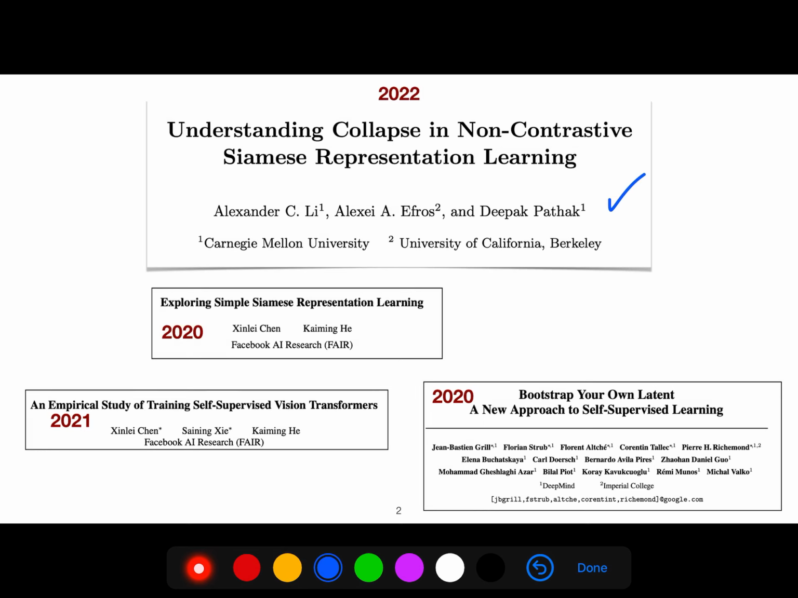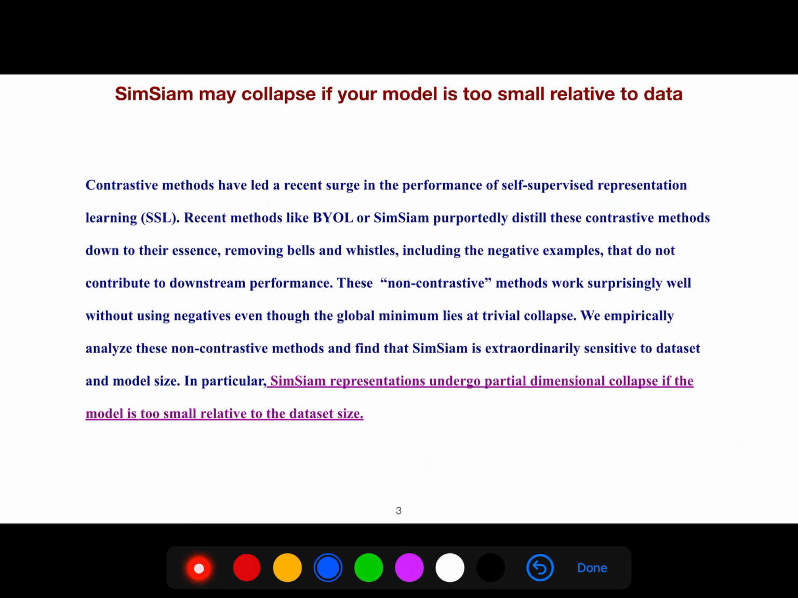And this is the article of BYOL, which is non-contrastive because it uses only positive samples. You don't have the problem of negative samples that should be big enough to avoid collapse, and it reduces collapse to a great extent. SimSiam is another version, different from BYOL, but SimSiam may collapse, because they trained it experimentally and noticed that it may collapse if your model is too small relative to the data.